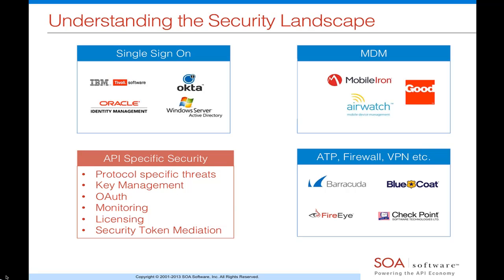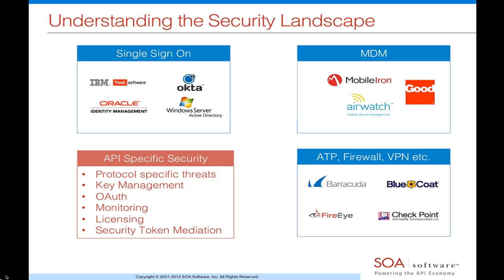That's a wide area. But none of these vendors or solution areas specifically address risks around APIs. With APIs, there are protocol-specific threats. APIs could be REST-based, or an API could also be SOAP or other new protocols. So there are some protocol-specific threats that are intrinsic to the protocol that you're using. With APIs, there is key management. There's OAuth that needs to be taken care of. And then obviously there's monitoring and licensing and security token mediation.